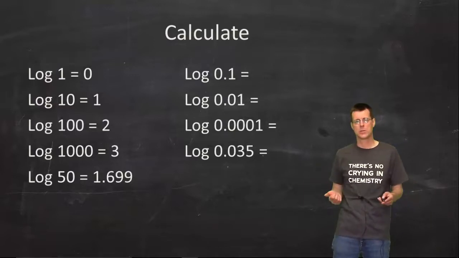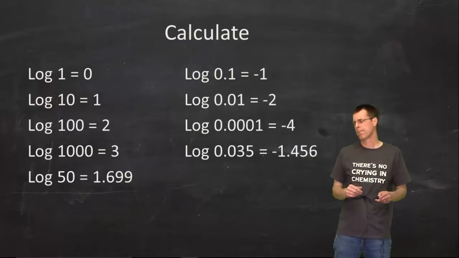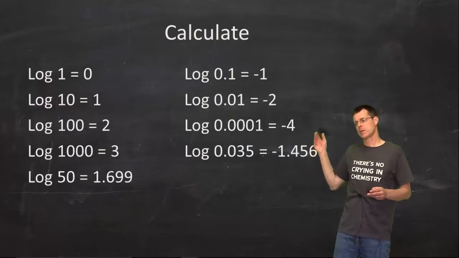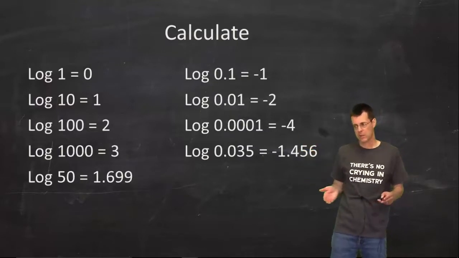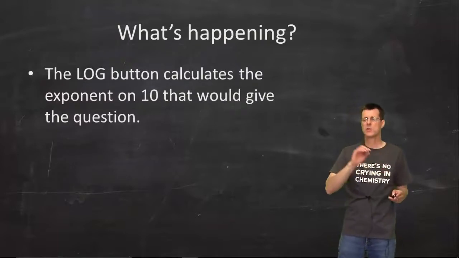Pause it if you need to. Try them out, and then we get these numbers. Okay, so I've got numbers like -1, -2, -4, -1.456. What do those mean? You don't have to know this, you don't have to write this down.